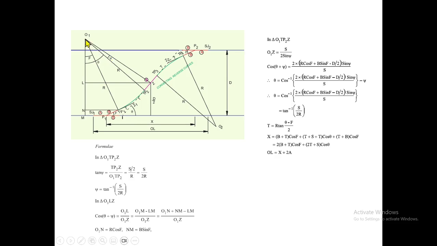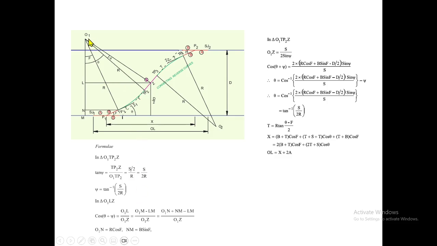For this, we first take this triangle O1 T P2. So tan psi equals opposite side by adjacent side. The opposite side is S by 2, because the total is S and it's the center. The adjacent side is R, so tan psi equals S by 2 divided by R, so psi equals tan inverse of S by 2R. So we made this equation first.